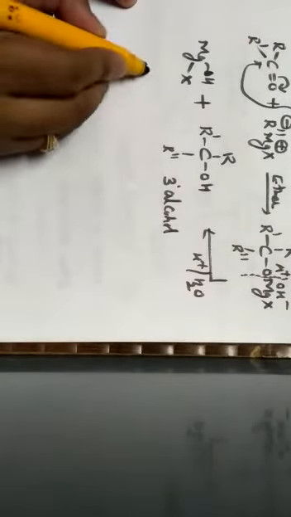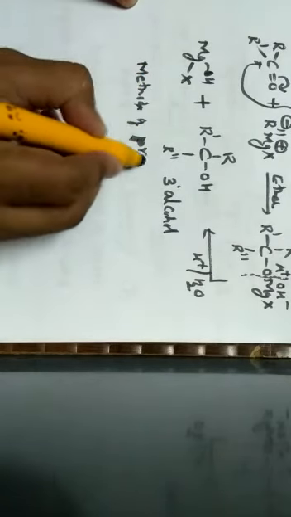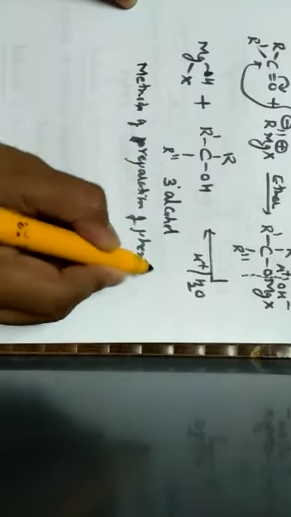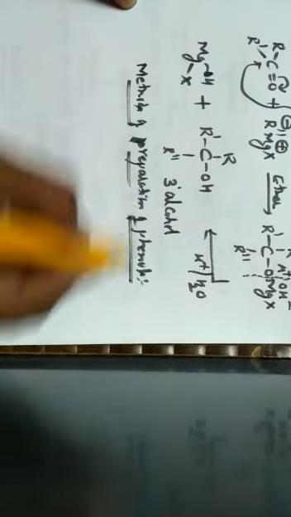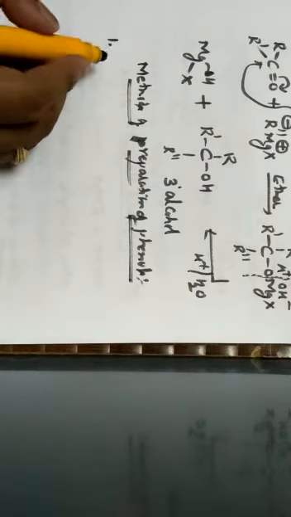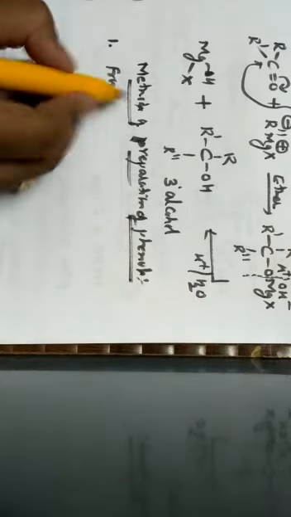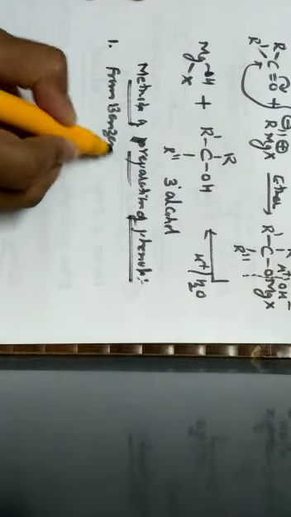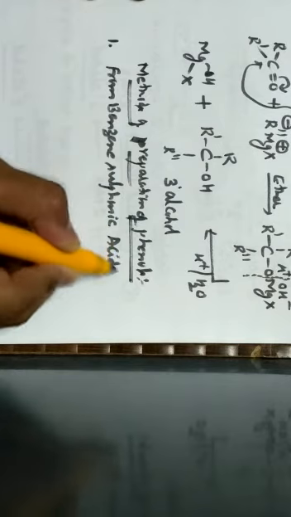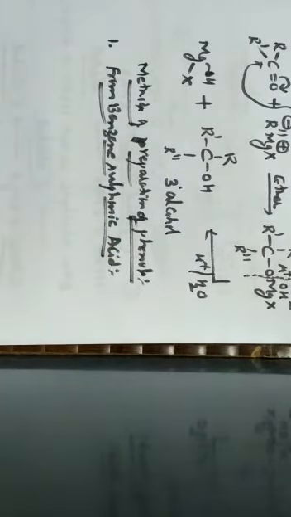Now let us start the discussion with methods of preparation. Let us start the discussion with the methods of preparation of phenols. So when we go through the methods of preparation of phenols, phenols can be prepared by 4 different methods. Out of that, the first method is from benzene sulfonic acid. So by using the reactant as benzene sulfonic acid. So how this benzene sulfonic acid is obtained, let us discuss.